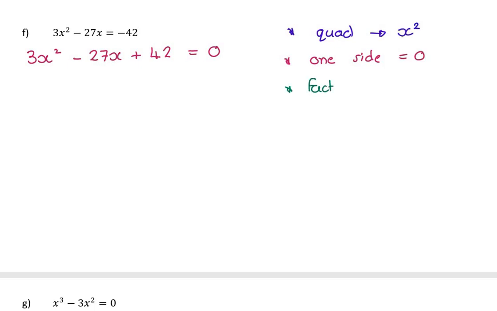factorize. And every single time, the first thing we need to check for is a highest common factor, which in this case I think is 3. So I get x squared minus 9x, and I think plus 14, if I'm not mistaken. I better just check that in my head. 10 times 3 is 30, and 4 times 3 is 12. So add them together, I'd get 42.